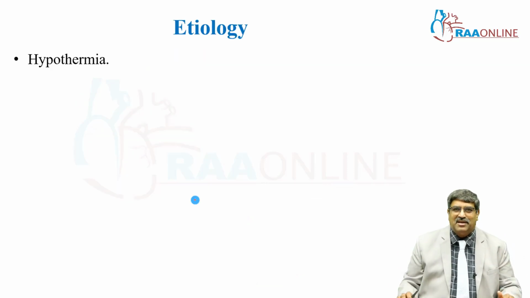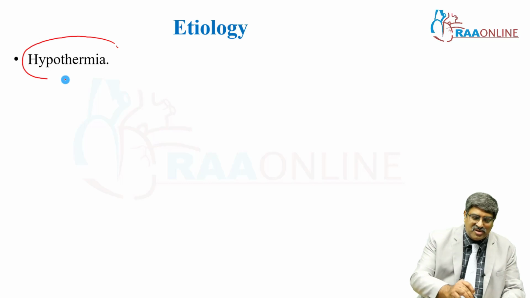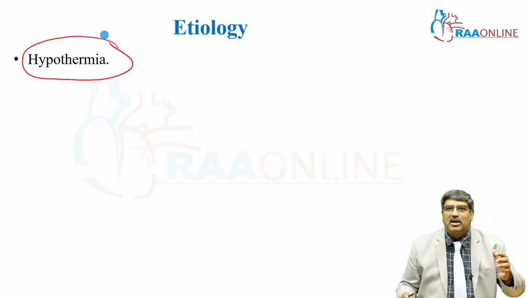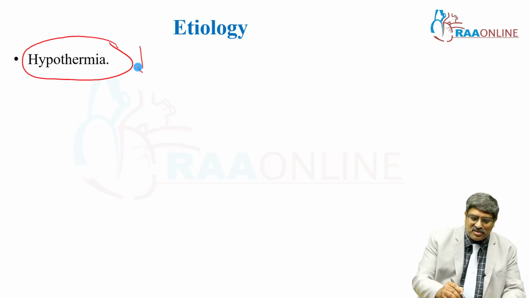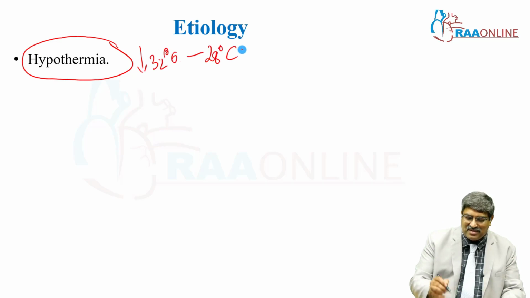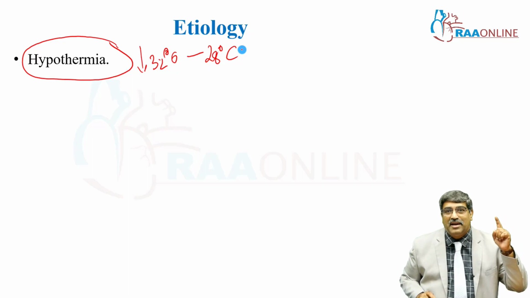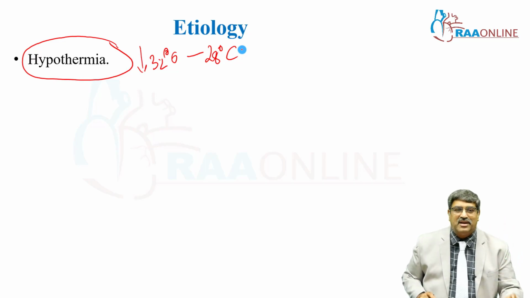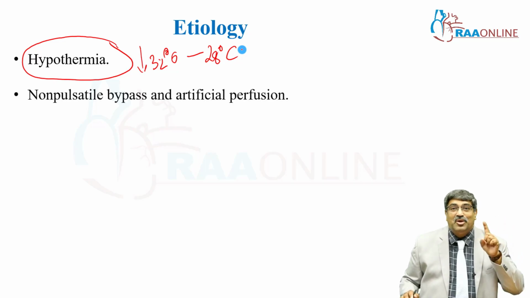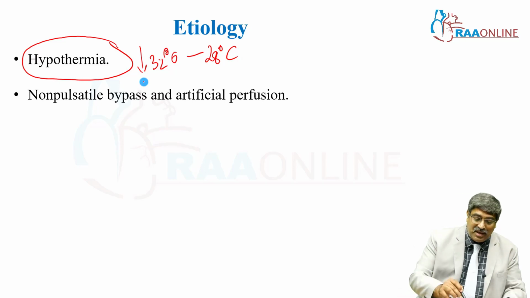Apart from that, a few other etiological factors are very important in causing organ damage. The first and foremost is hypothermia. When you go on cardiopulmonary bypass, you reduce the temperature to around 32 degrees Celsius to 28 degrees Celsius. This hypothermia can cause various organ damage, and your bypass may be non-pulsatile.